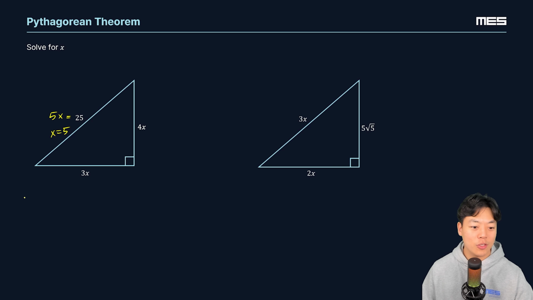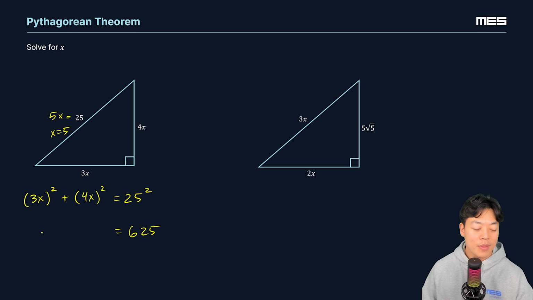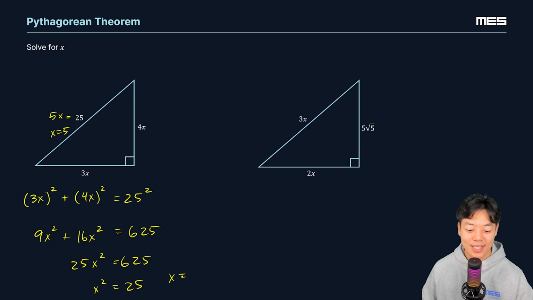But if you didn't know how to do that, you can set this up like this. 3x squared plus 4x squared is equal to 25 squared. Now 25 squared is 625. We get 9x squared plus 16x squared here. 25x squared is equal to 625. Therefore, x squared is equal to 25, and x is in fact equal to 5.